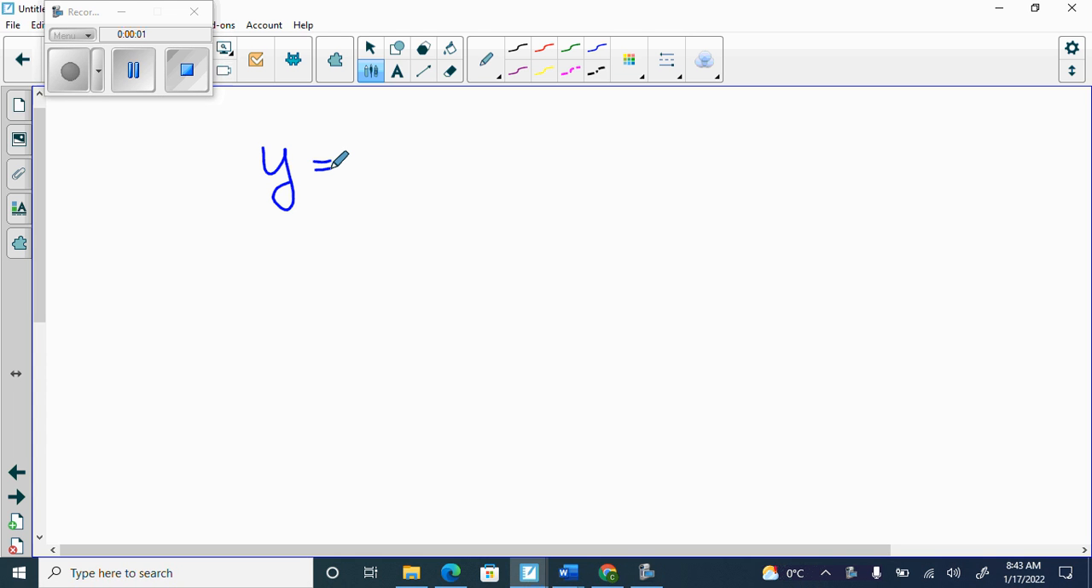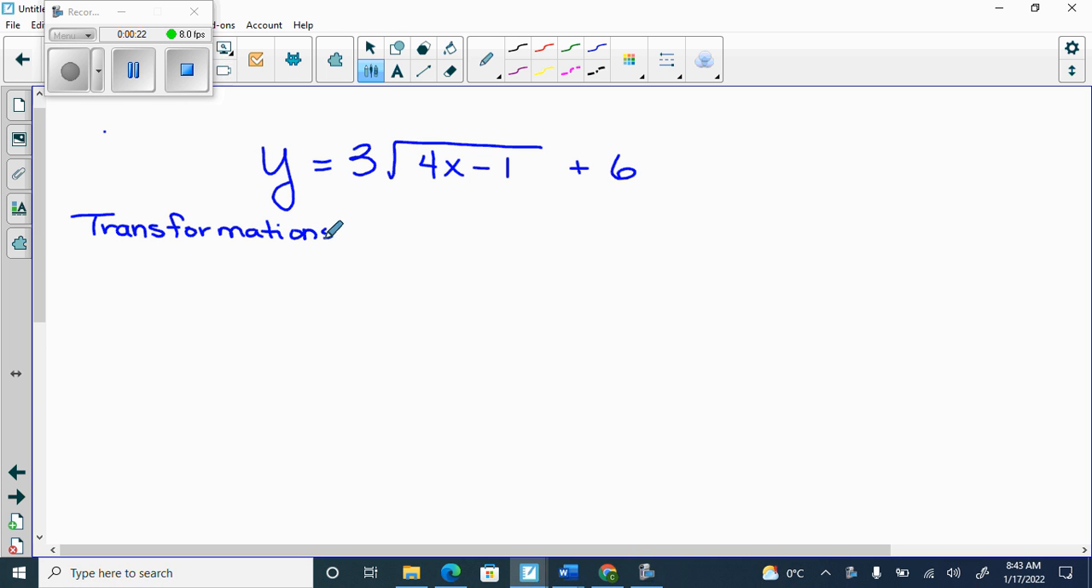Equals 3 root 4x minus 1 plus 6. I want transformations. Then I want mapping. And then I want domain and range.